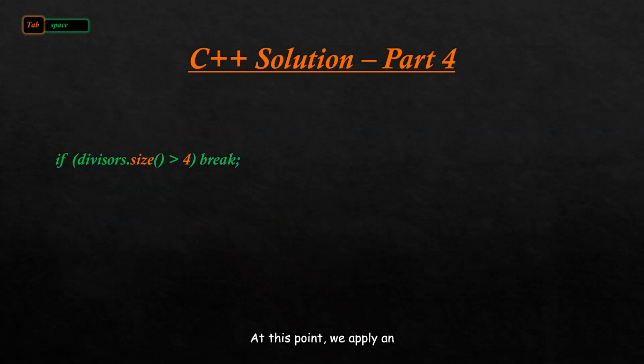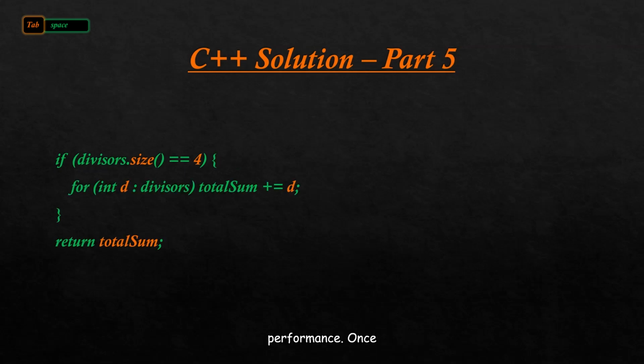At this point, we apply an important optimization. If the number of divisors exceeds 4, we immediately stop checking. This early termination avoids unnecessary computation and improves performance. Once divisor detection is complete, we check if the count is exactly 4. Only in that case, we add all the divisors to totalSum. After processing all numbers, we return the final accumulated sum as a result.